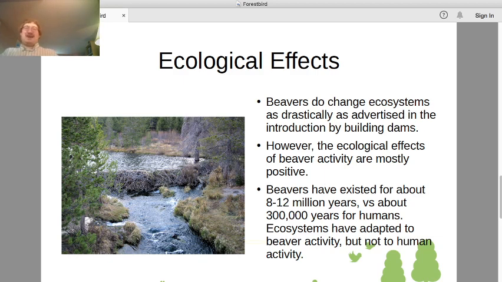So beavers have been around long enough that the various species have evolved to take advantage of their presence. So trees that live in beaver habitats have evolved to be able to tolerate having a lake suddenly appear around them, or to regrow from being cut down the way beavers do to build dams.